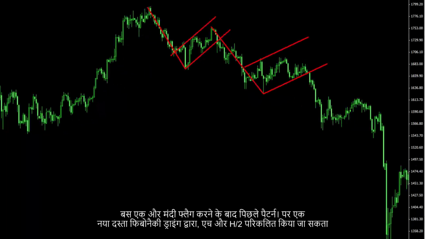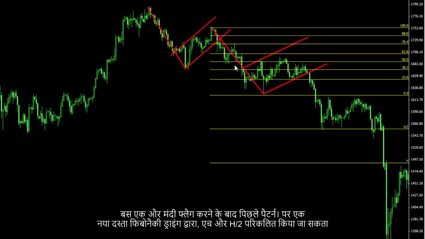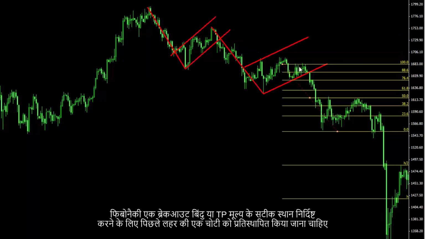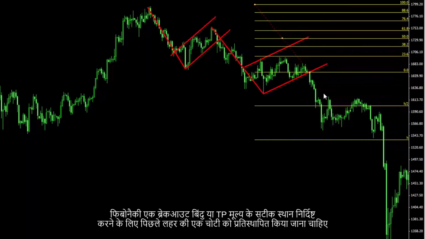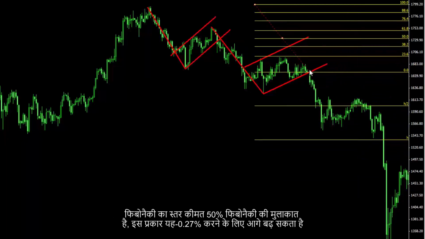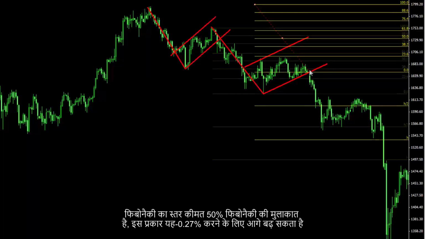Just another bearish flag after the previous pattern. By drawing Fibonacci on a new shaft, H and H2 can be calculated. Fibonacci should be relocated to a breakout point or the peak of the last wave to specify the exact place of the TP price.